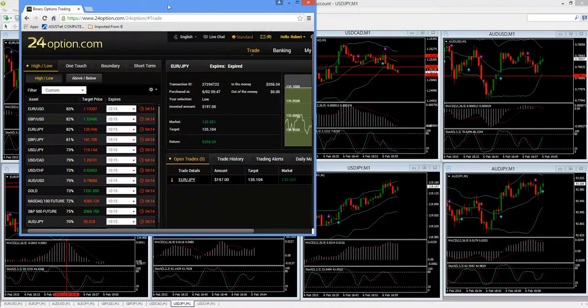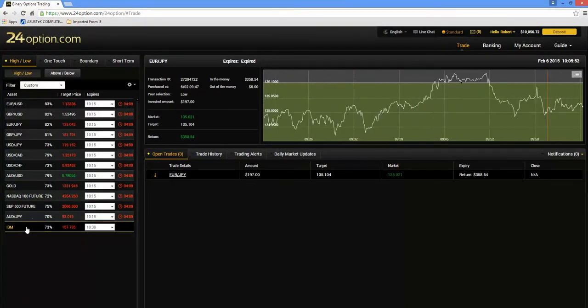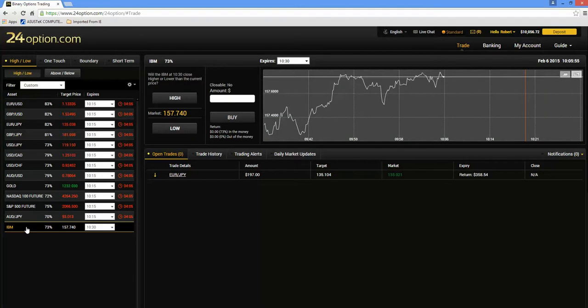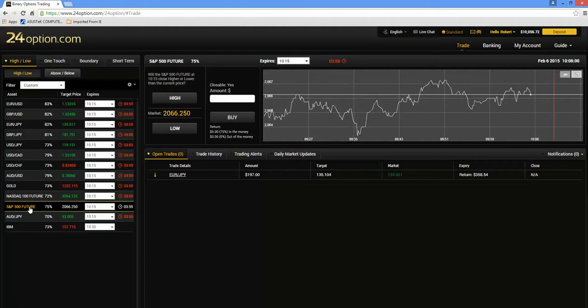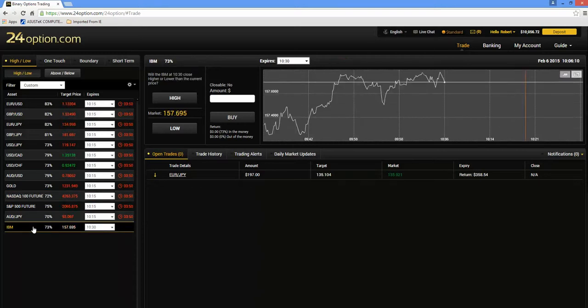We're just going to take a look at a few things to show you we trade more than just Forex. So let's take a look at, there's IBM. IBM looks interesting. That looks like a correction down. S&P 500, that also looks like a move down. NASDAQ, that also is looking kind of weak. IBM currently trading at 157.695. So it's been in a trading range up here, hitting a lot of resistance right in here. Looks ready for a correction down.